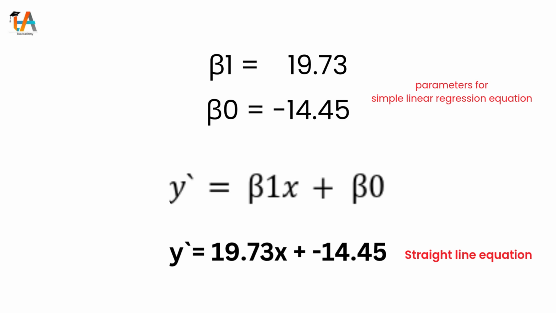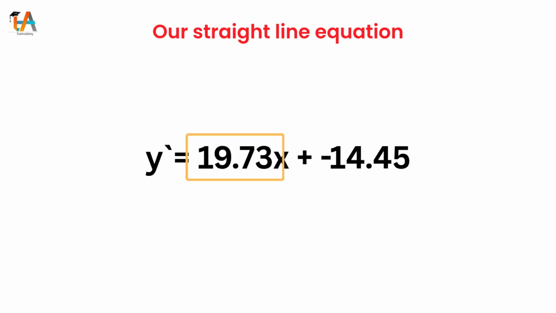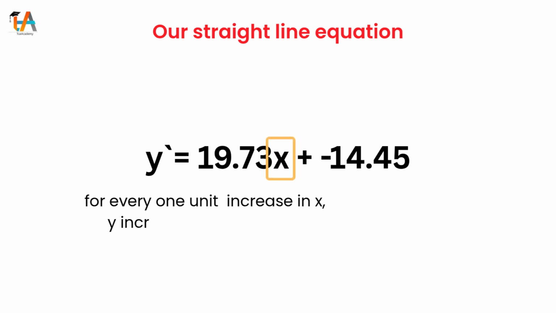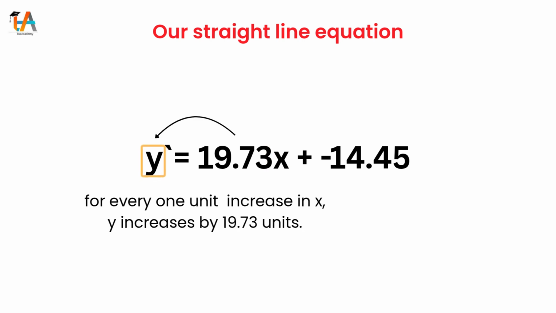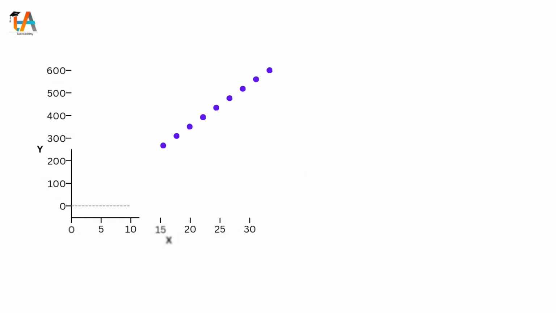the two variables. The coefficient 19.73 means that for every 1 unit increase in x, y increases by 19.73 units. The intercept minus 14.45 indicates that the predicted value of y would be minus 14.45 when x equals 0. Now, we have the required parameters for the linear regression model.